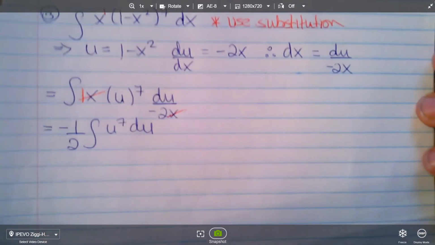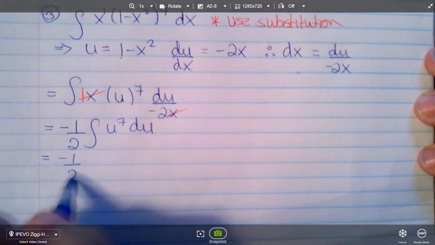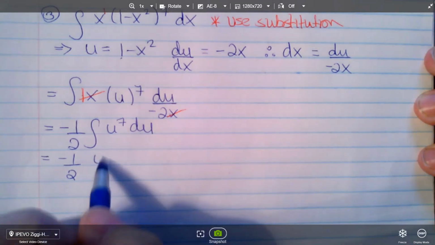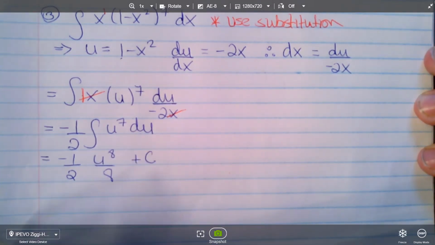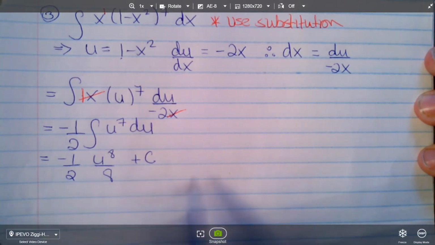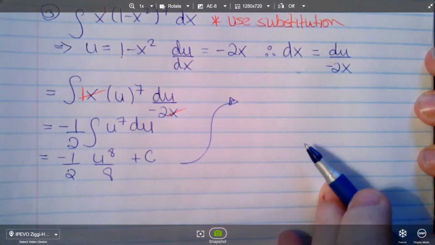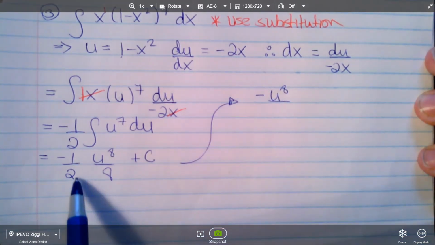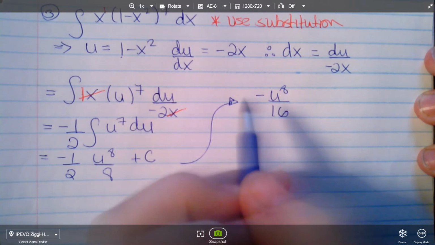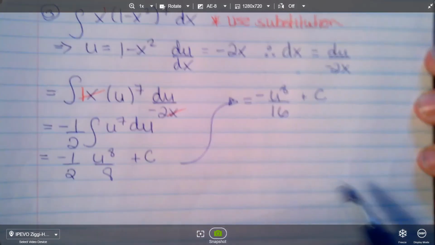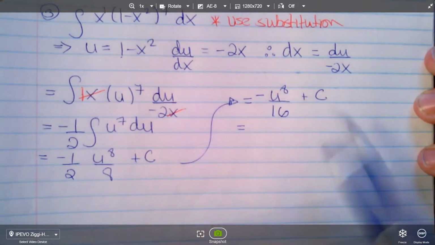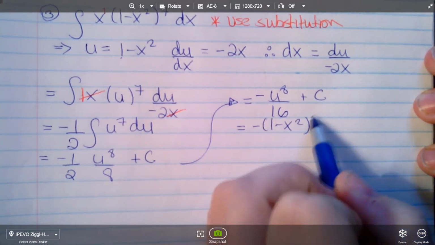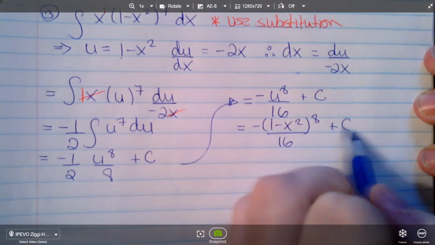All right. I can go ahead and integrate. I've got a power rule, power 7, add 1, divide by what's there. All right, and I have negative u^8 on the bottom. I have 2 times 8, 16, and plus C. And my very last step, I don't want to leave u there. I want to have 1 minus x squared. And there it is.